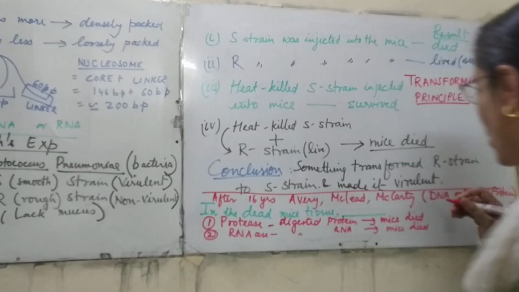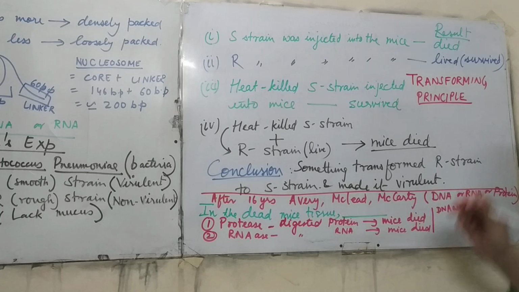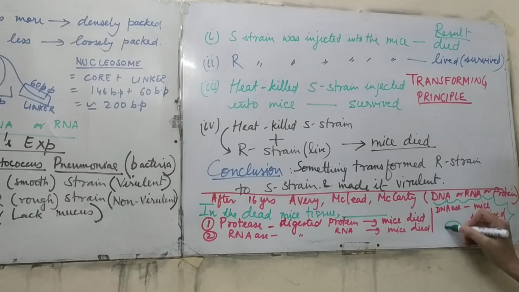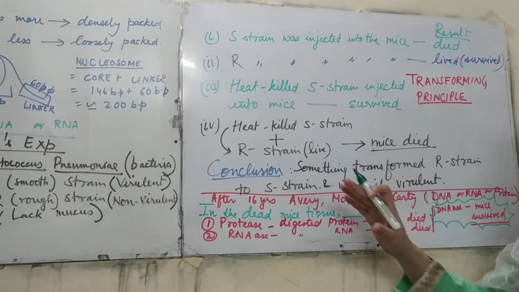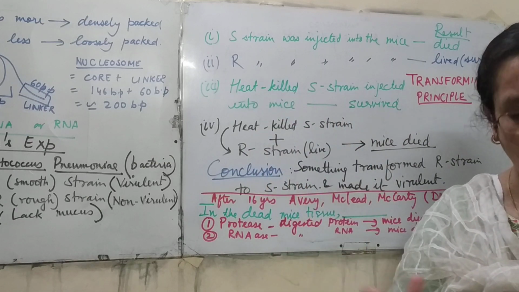Last thing they did was they applied DNase, so DNA was removed from the cells. And what was the result? The result was that the mice survived. So this is very, very important. Ultimately, they got a result that DNA is the genetic material which is responsible for this change, which passes from one body to the other.